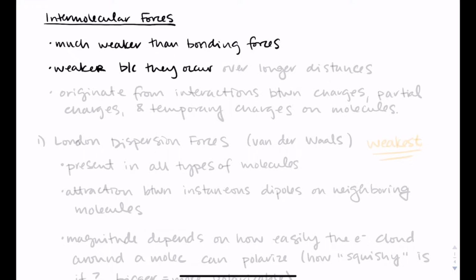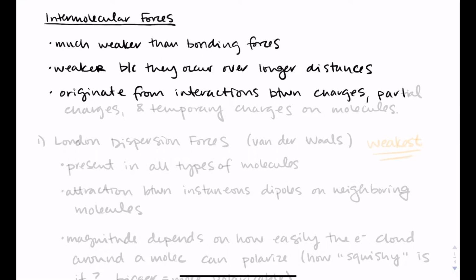They're weaker because they occur over longer distances, and they originate from interactions between charges, partial charges, and/or temporary charges that exist on molecules. We'll look at the different types of intermolecular forces, and I very often abbreviate this as IMFs. So, London dispersion forces, or van der Waals forces, you'll see these two names used interchangeably.